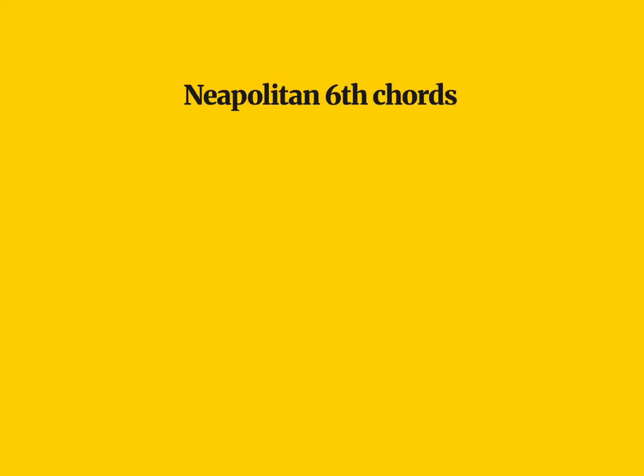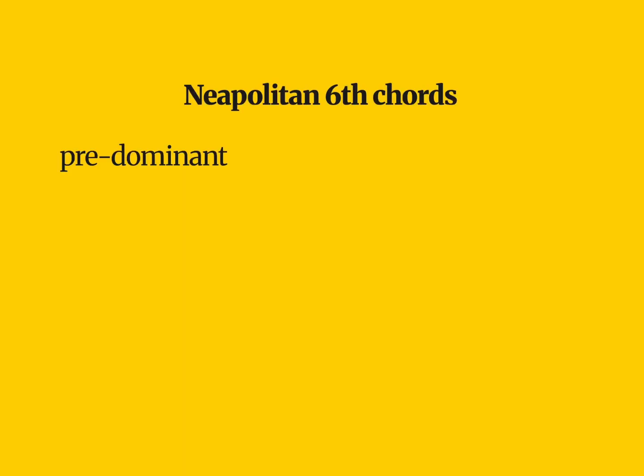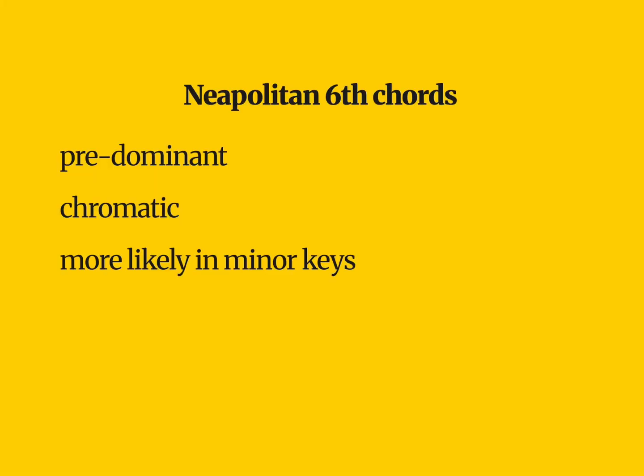Neapolitan 6th chords are predominant chords. This means that they're usually expected to come before a dominant chord, straightforward. They're chromatic, so they'll always contain a note that isn't in the key scale, and this will usually appear as an accidental in the score. They're found in minor keys more often than major.